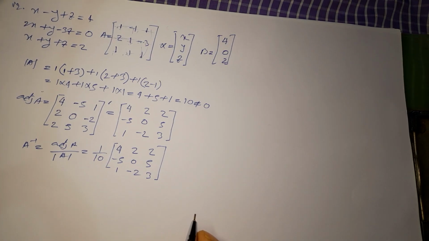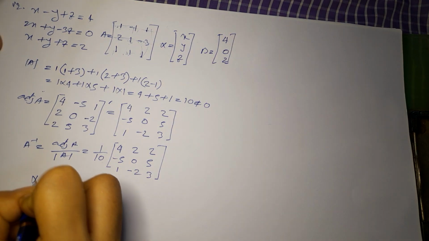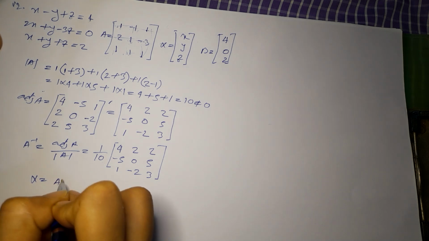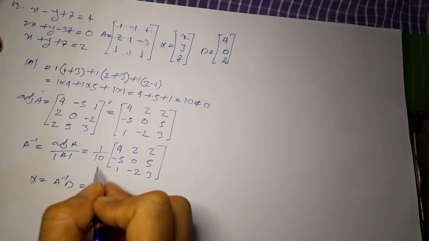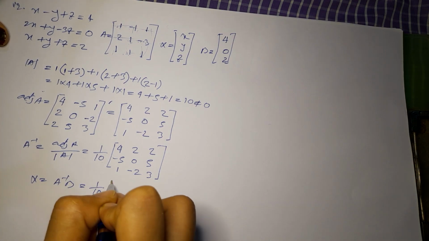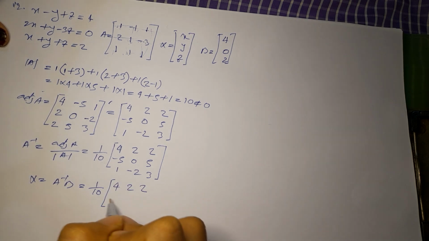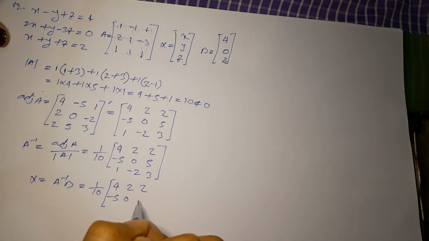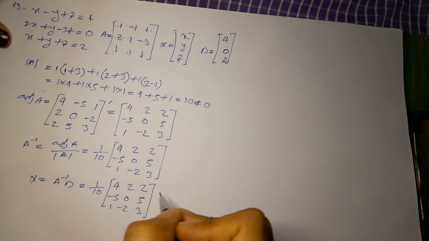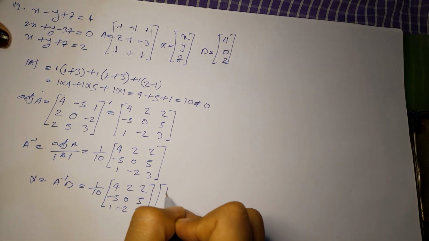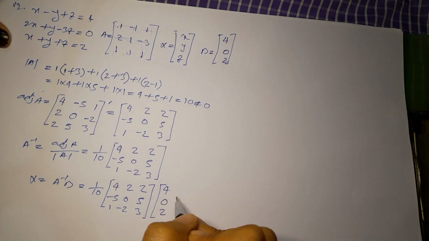What is our requirement? Our requirement is x equal to A inverse B. A inverse is this 1 by 10. Keep the 10 outside, that is 1 by 10 outside. 4, 2, 2, minus 5, 0, 5, 1, minus 2, 3 will be multiplied with the B, that is 4, 0, 2.